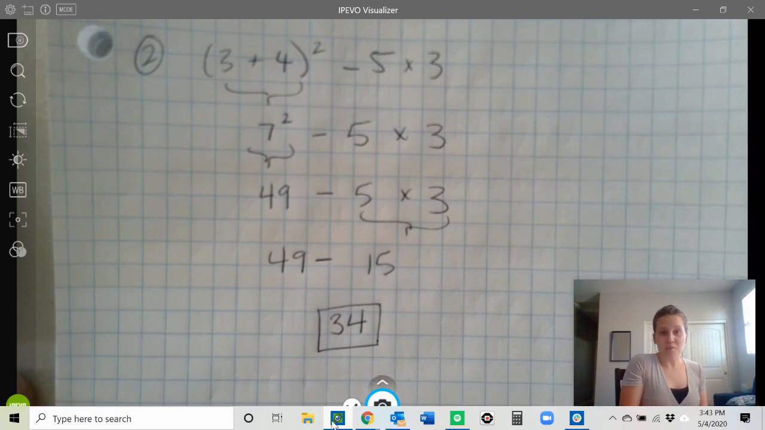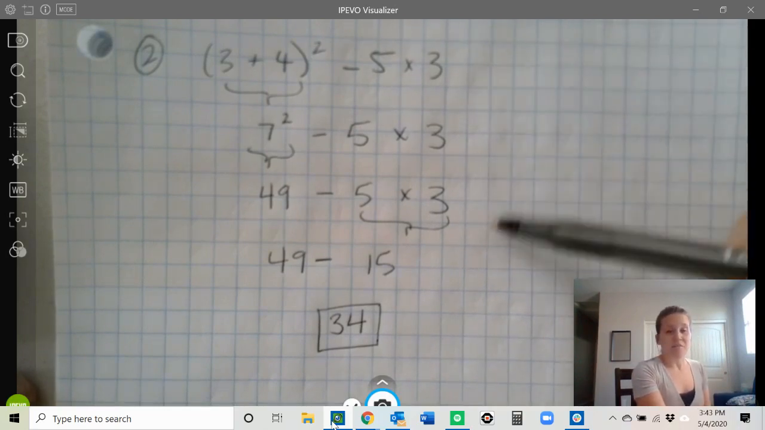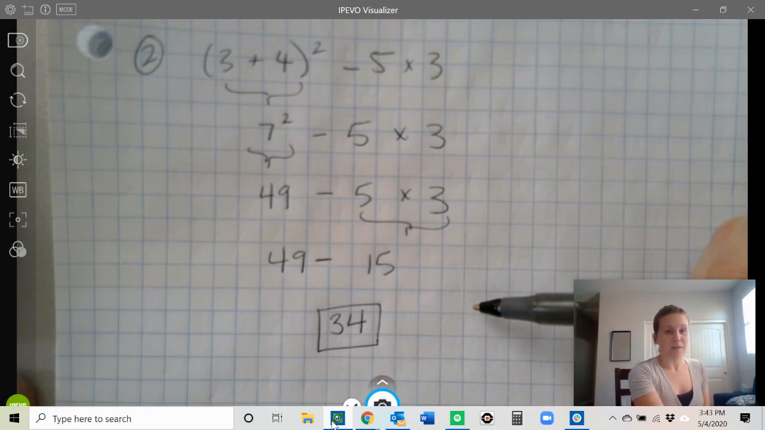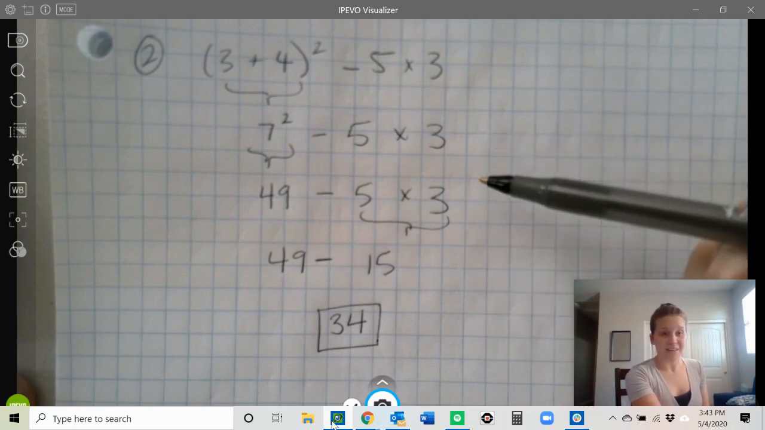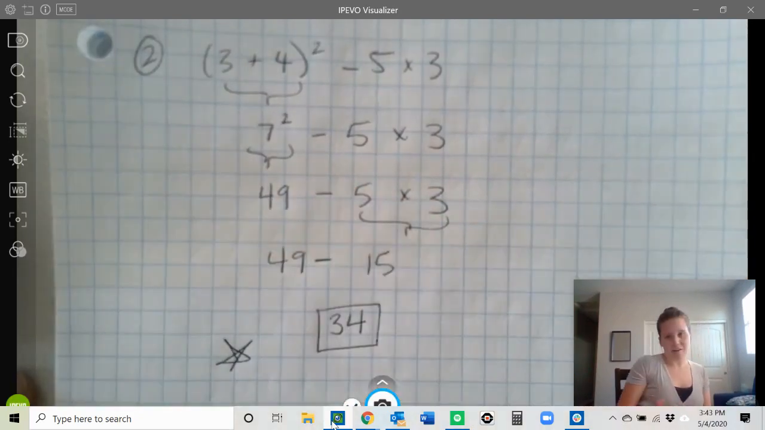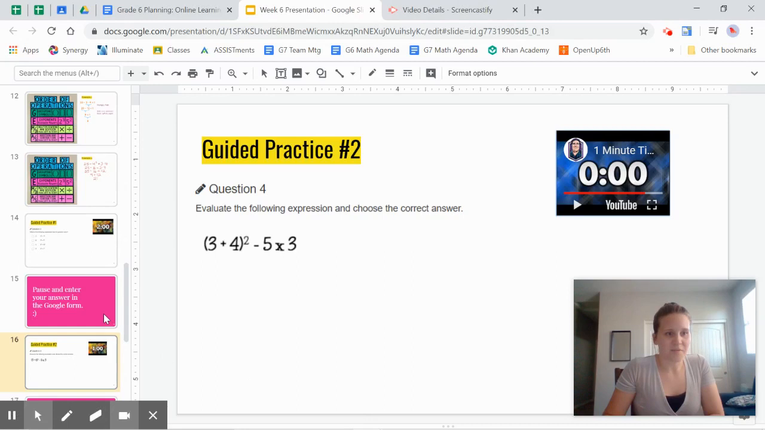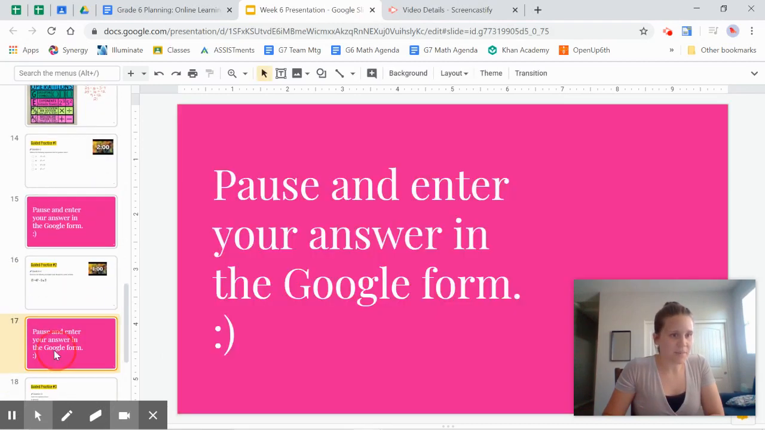To review your work more closely, if you did not get this answer, I recommend pausing the video and seeing if you did every step the same. If you didn't write this many steps, then you probably made a mistake because you did too much in one step. So go ahead and make sure you have all this work on your paper. Big star on question 2 when you got it. All right. At this point, I want you to pause and enter the answer in your Google form. Please just type the number 34 for question 2.